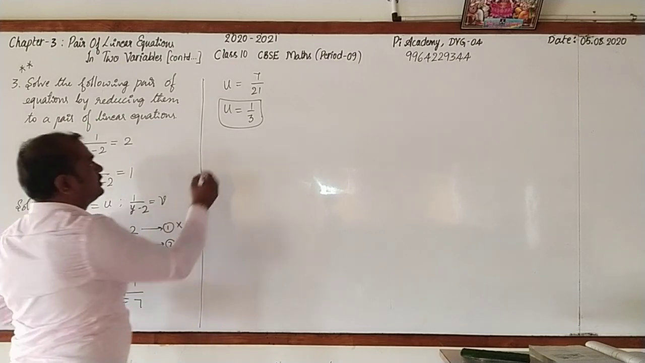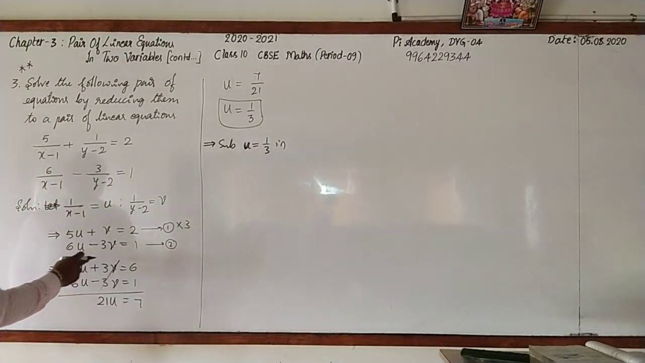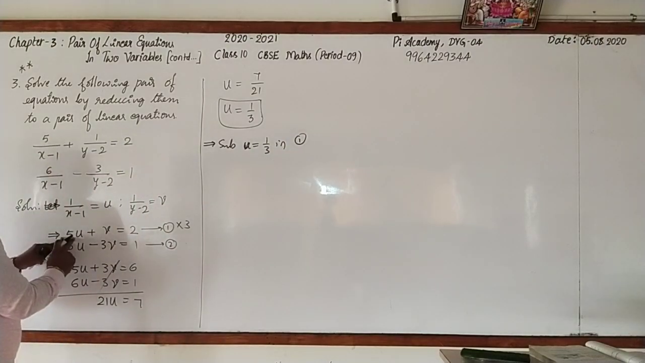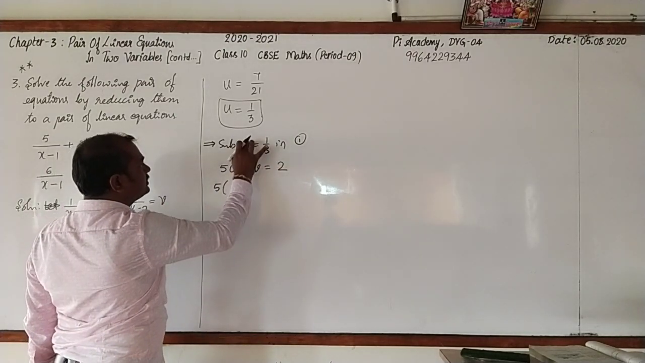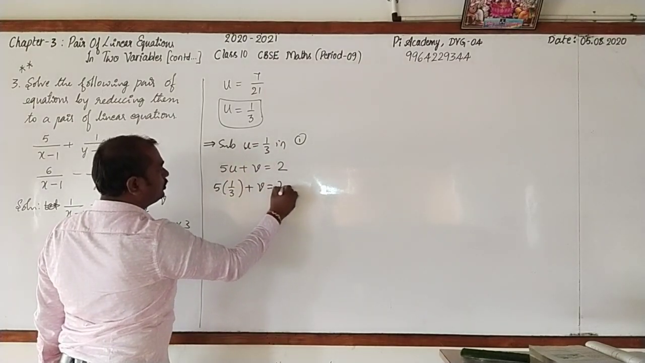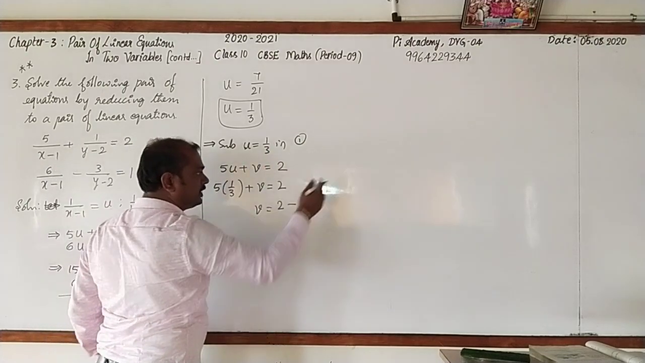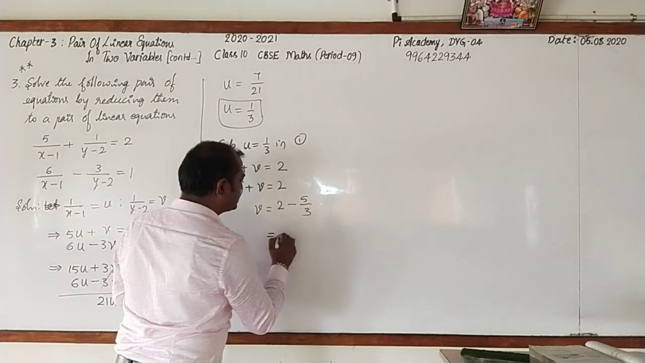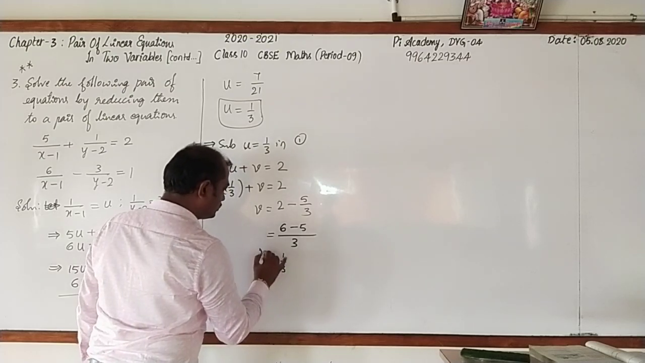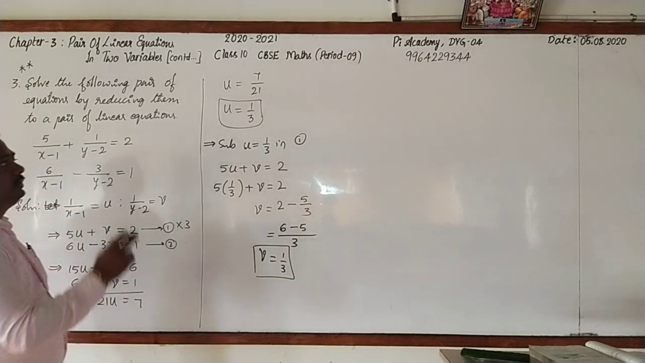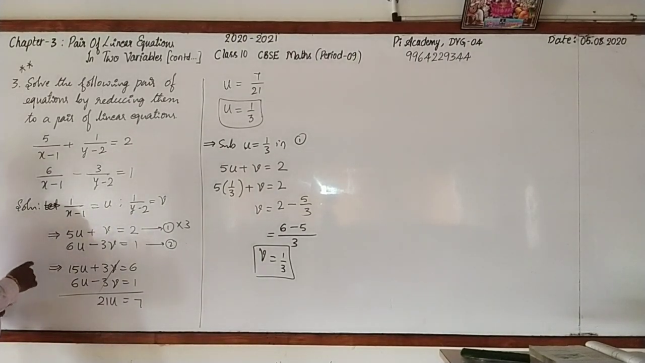Next, we want v. So substitute u equal to 1 by 3 in any one of the two equations. I go for taking the first equation. It is 5u plus v is equal to 2. Then 5 into u, which is 1 by 3, plus v equal to 2. Then v is equal to 2 minus 5 by 3, because 5 into 1 by 3 is 5 by 3, and transferring that to the right hand side becomes minus 5 by 3. Take LCM and simplify. 3 is the LCM. 3 2s are 6 minus 5. This will be 1 by 3. So v is equal to 1 by 3. u is 1 by 3, even v is also 1 by 3.